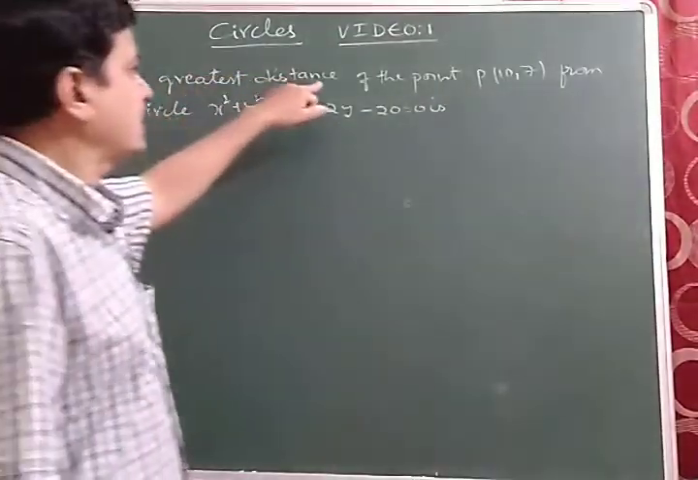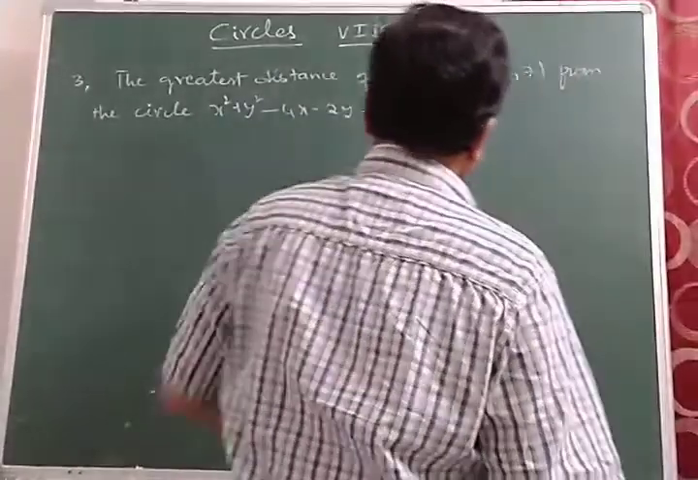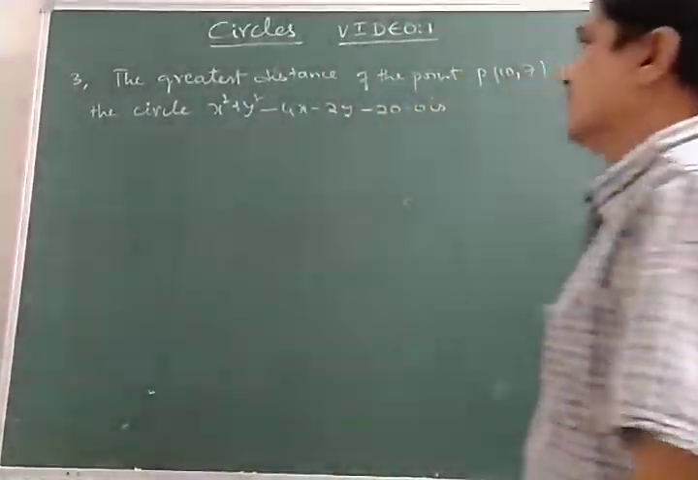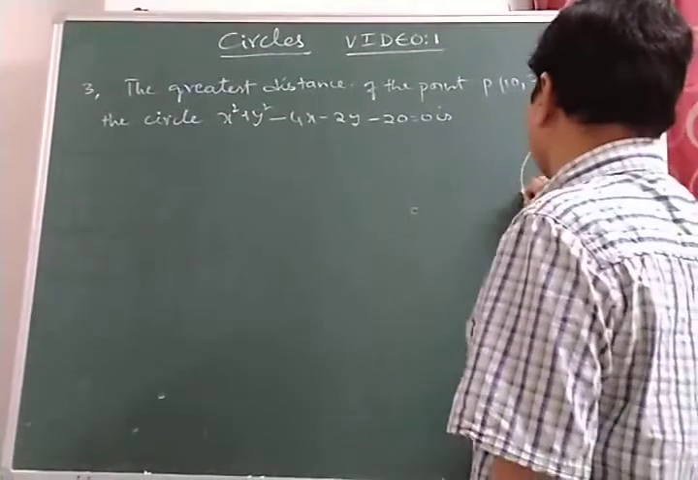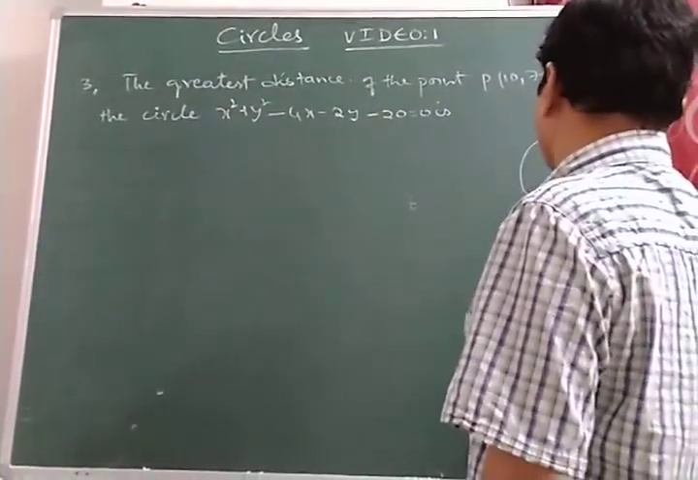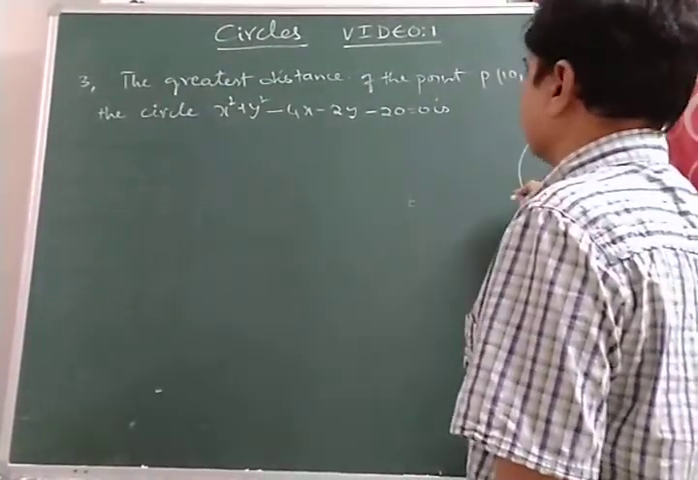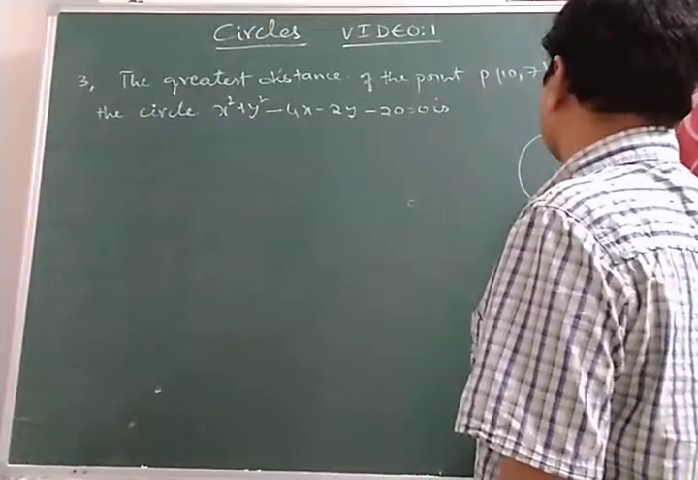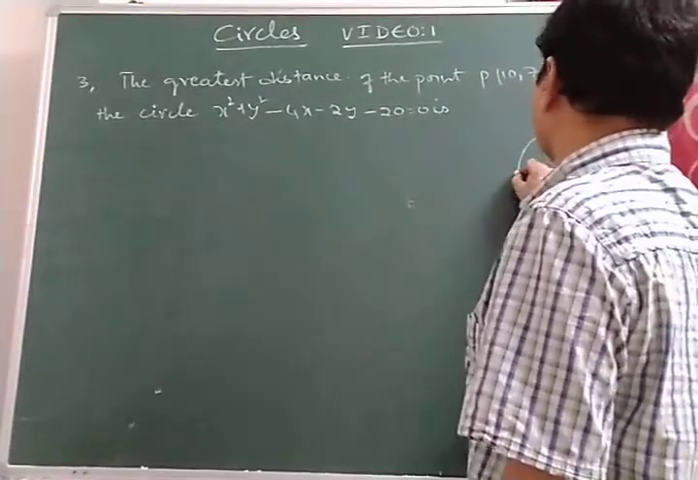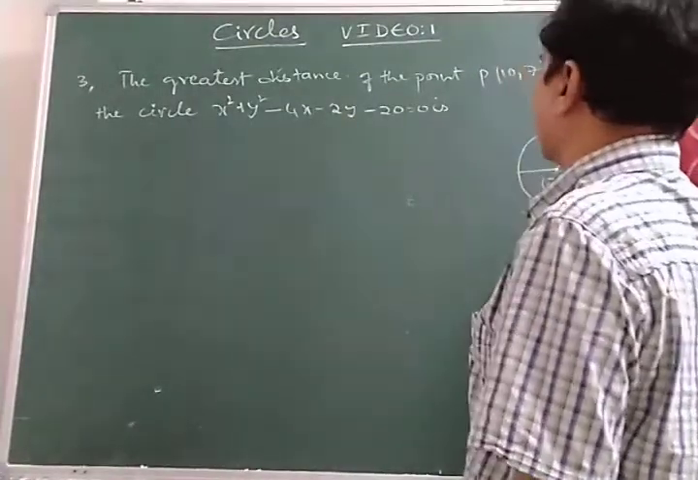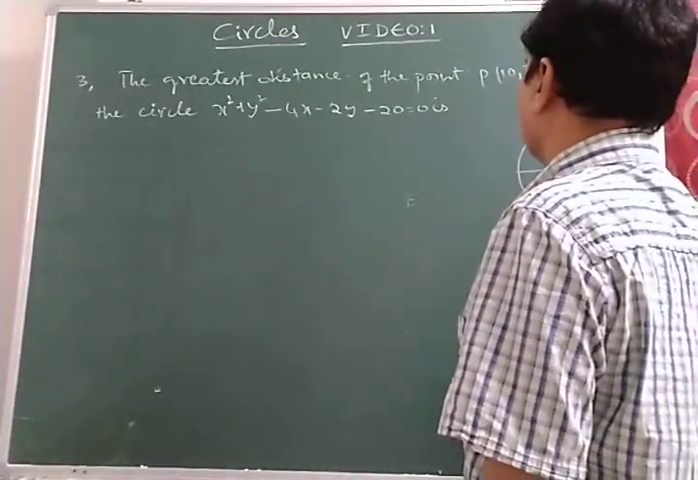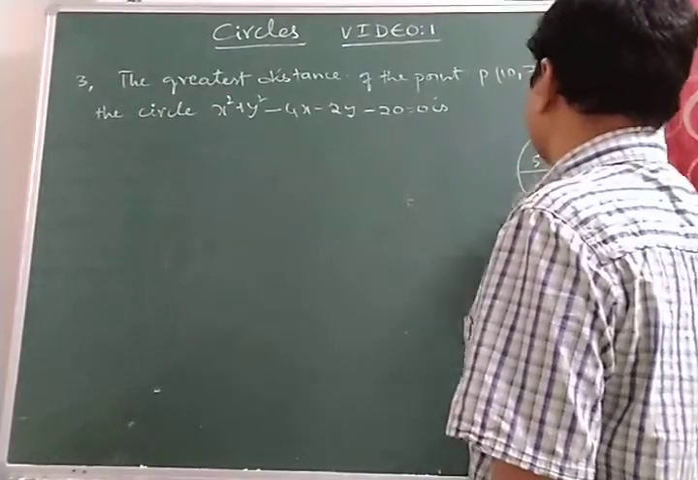The greatest distance of the point P(10, 7) from the circle x square plus y square minus 4x minus 2y minus 20 equals 0 is. For example, this is the given circle with the center (2, 1) and the radius is square root of 4 plus 1 plus 20, that is 25 under root. This is 5, the radius.